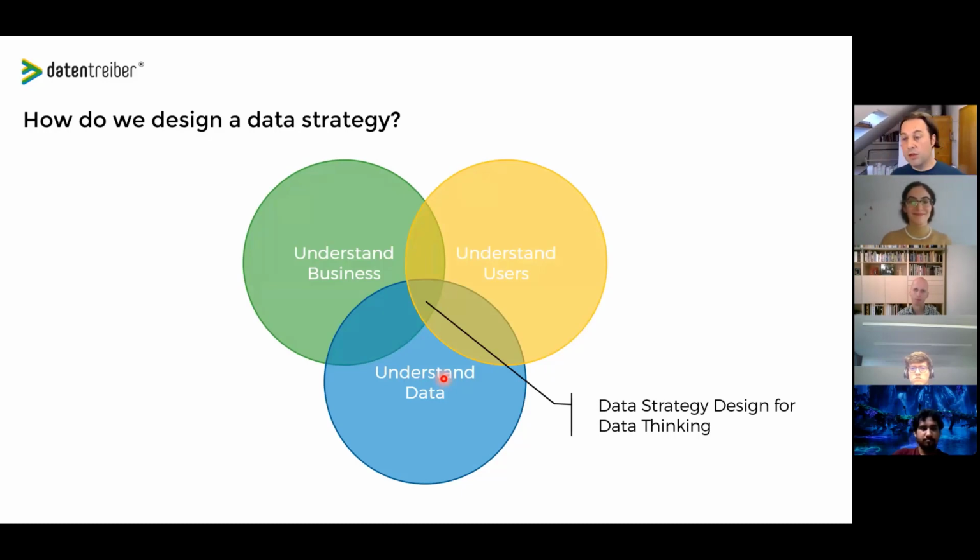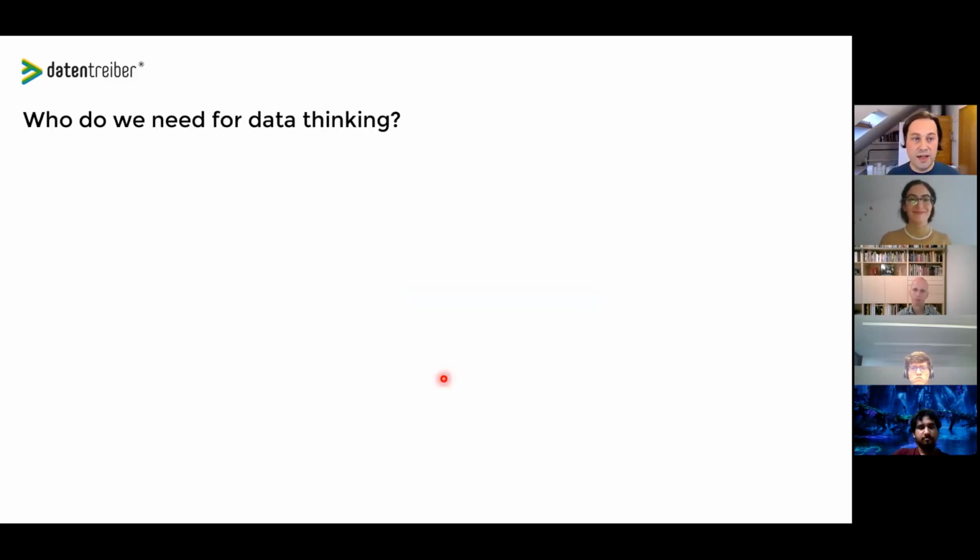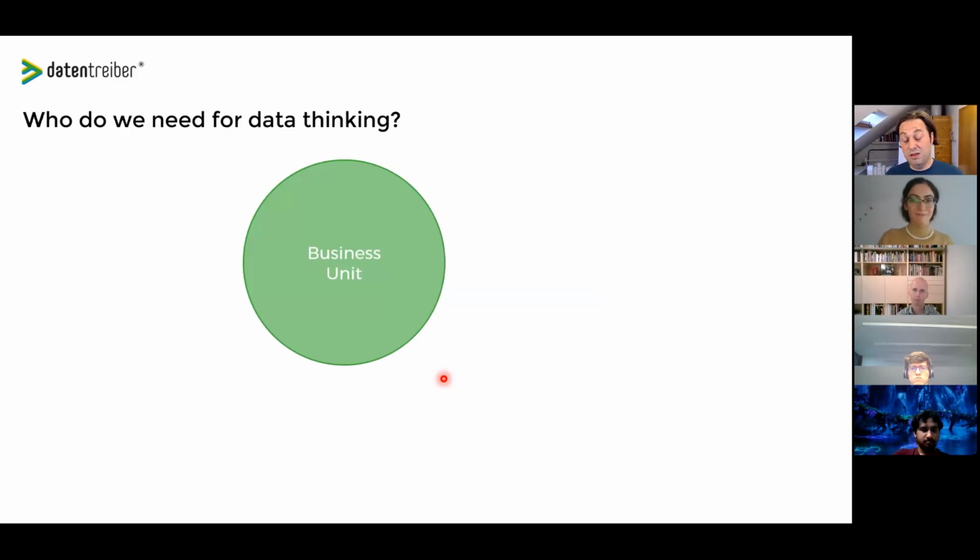And what do you need for data thinking or the data strategy design? Or who do you need? As said, you need a business understanding, so you need the business units. And this is really critical. You have to involve the business unit, for example, the marketing unit, from day one into the process of designing and developing a data product.